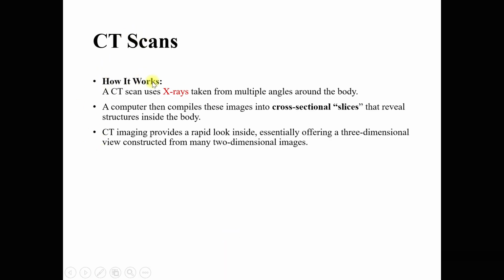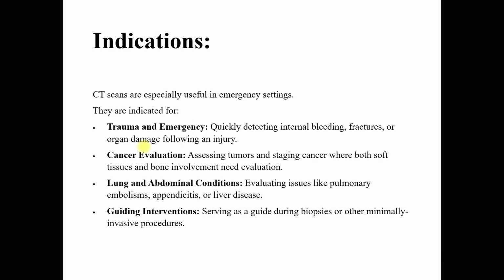CT scans, how it works. A CT scan uses X-rays taken from multiple angles around the body. A computer then compiles these images into cross-sectional slices that reveal structures inside the body. CT imaging provides a rapid look inside, essentially offering a three-dimensional view constructed from many two-dimensional images. A lot of two-dimensional images are taken, and the computer compiles these into three-dimensional images, and the radiologist interprets these images for diagnosis of different medical conditions.